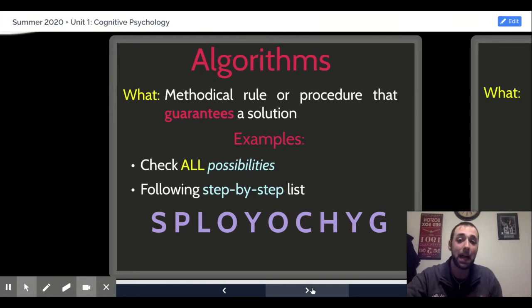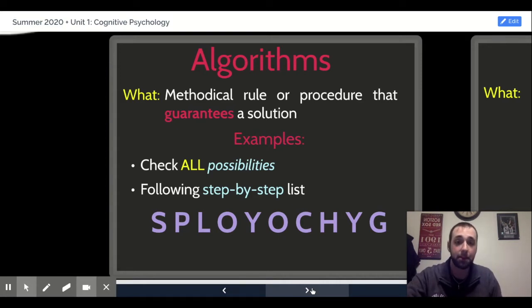Also, anytime you follow a step-by-step list of instructions that is designed to yield the exact same outcome every single time, you're technically using an algorithm. That one isn't as obvious. So, for example, if you follow a recipe, in theory, if you follow the recipe perfectly, you should yield the exact same dish every single time, all things considered. That is an example of an algorithm because the solution is guaranteed. If you follow the steps, step by step by step, you will get the exact same outcome.